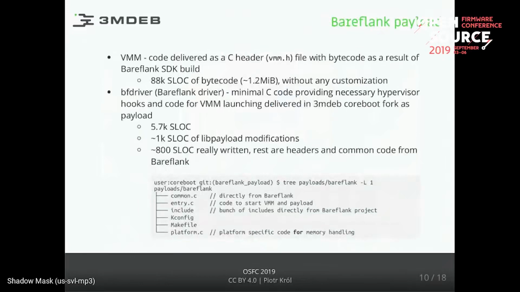Okay, so what we really built. There is VMM code delivered as a C header. It is generated by the Bareflank SDK, you can say. We put bytecode into this VMM header. It's 88,000 lines of code, but it doesn't matter. It's just bytecode. It's 1.2 meg without any customization. So out of the box, we're getting 1.2 meg.